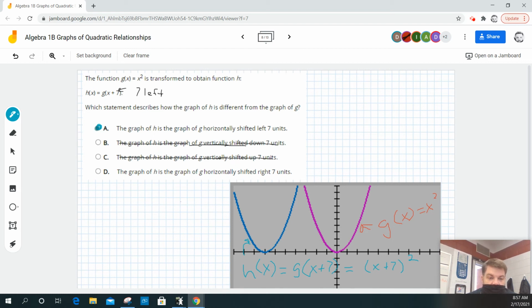And so what was the final answer? A. So what do I want you to write down in your notes? Well, I definitely want you to write down the correct answer. Do you need to write down all the wrong answers? No. I definitely want you to sketch this graph.